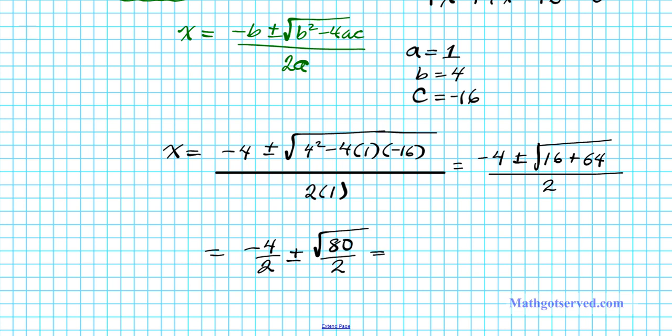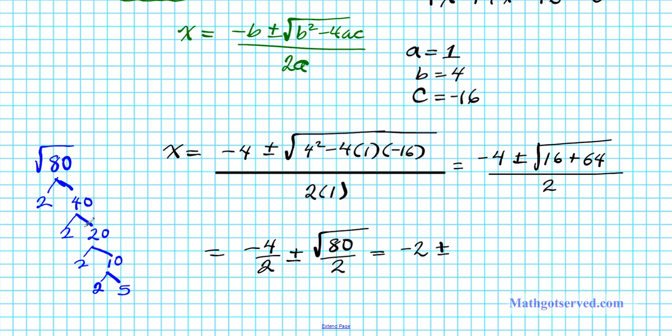So negative 4 over 2 is negative 2 plus or minus. Now can we simplify the square root of 80? Let's go ahead and do that on the side here. Root 80, I'm going to take out prime factors. It's even, so I can take out a 2. Take out 2, you're left with 40. Take out another 2, you're left with 20. Take out another 2, you're left with 10. Take out another 2, you're left with 5, which is a prime, so let's leave it alone.